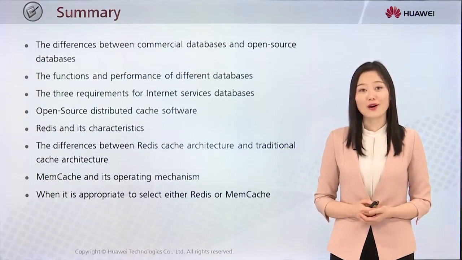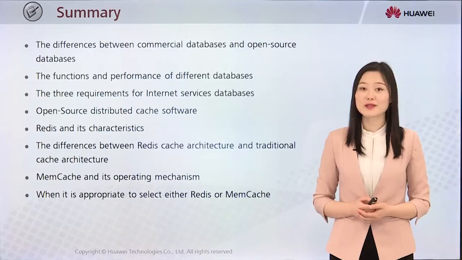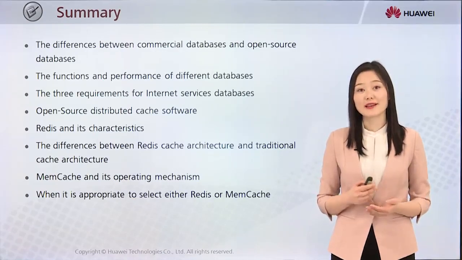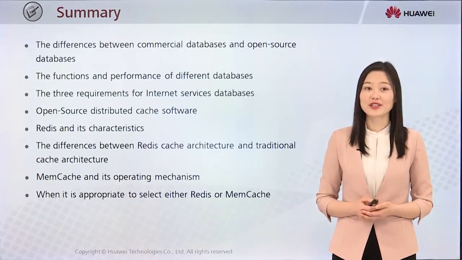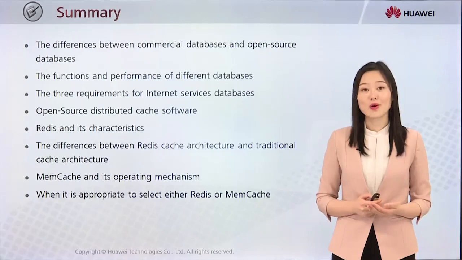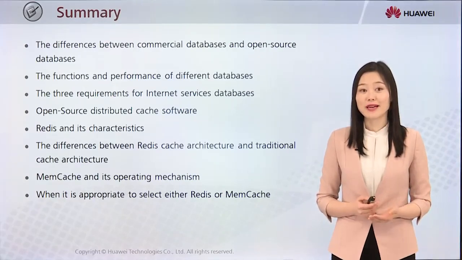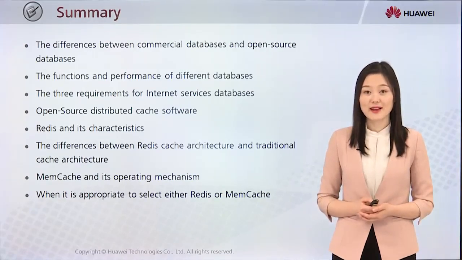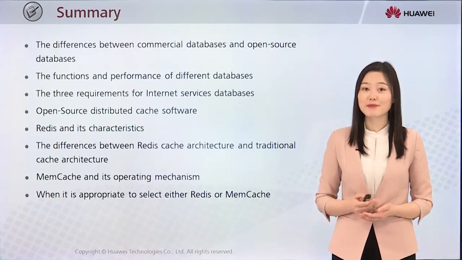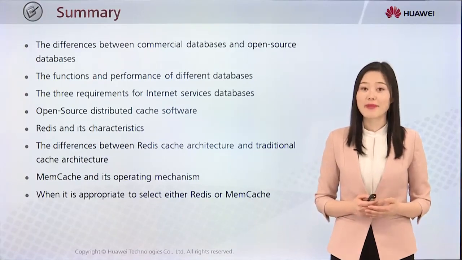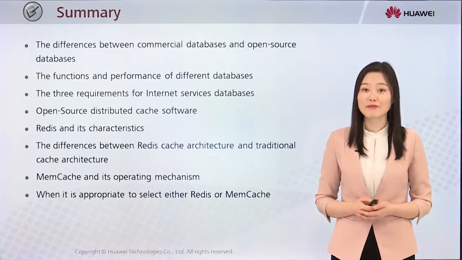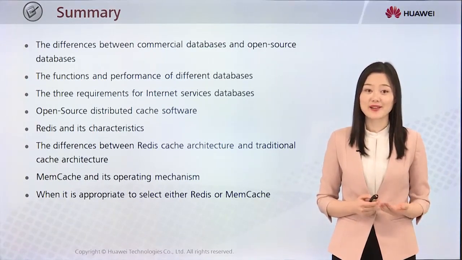Well, till now, we discussed the differences between commercial databases and open source databases, the functions and performance of different databases, and the three requirements for Internet service databases. We also introduced open source distributed cache software, Redis and its characteristics, the difference between Redis cache architecture and the traditional cache architecture, compared MemCache and its operating mechanism, and when it is appropriate to select either Redis or MemCache.